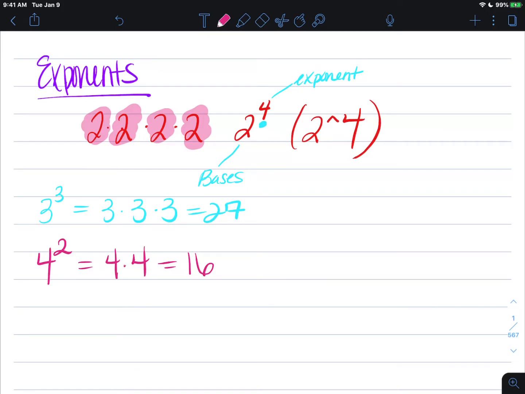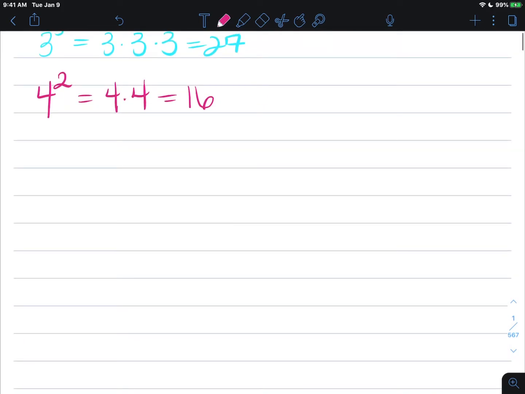This also works with variables. So I can even write something like x to the power of 10. That'd be x times x times x, and so on. So instead of writing out all of that, I could just write x to the power of 10. It just saves me time. It's a shorthand way of writing it.